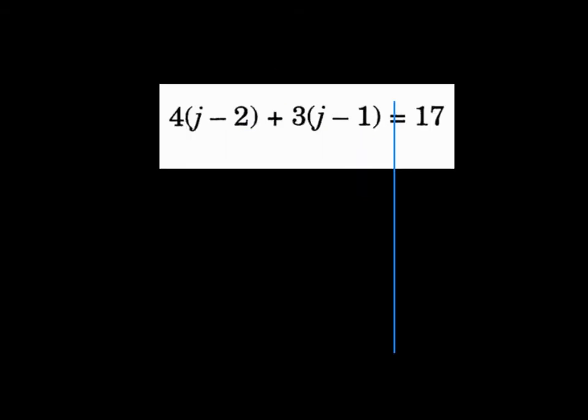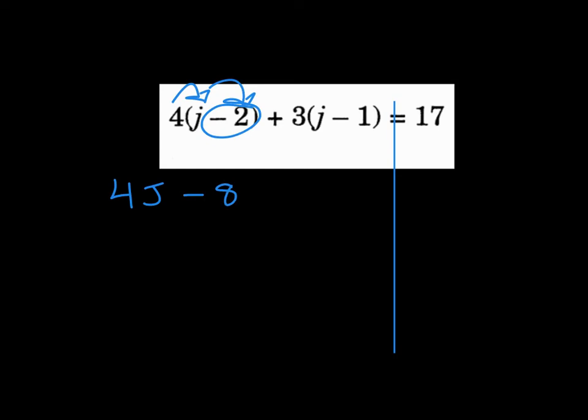All right, let's look at one more. We have 4 times j minus 2 plus 3 times j minus 1 equals 17. So on this one, I have two separate sets of distributive property. So I'm going to start by distributing the 4. So 4 times j is going to give me 4j. And 4 times negative 2 is going to give me negative 8.